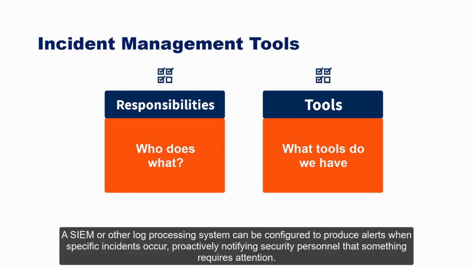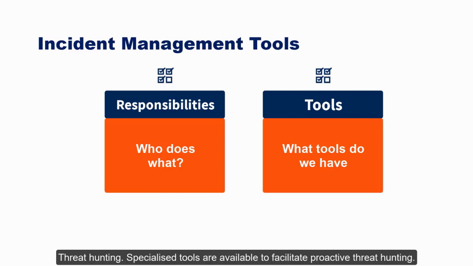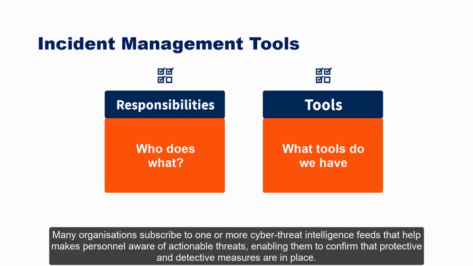Alerting. A SIEM or other log processing system can be configured to produce alerts when specific incidents occur, proactively notifying security personnel that something requires attention. Threat hunting. Specialized tools are available to facilitate proactive threat hunting. Threat intelligence. Many organizations subscribe to one or more cyber threat intelligence feeds that help make personnel aware of actionable threats, enabling them to confirm that protective and detective measures are in place.